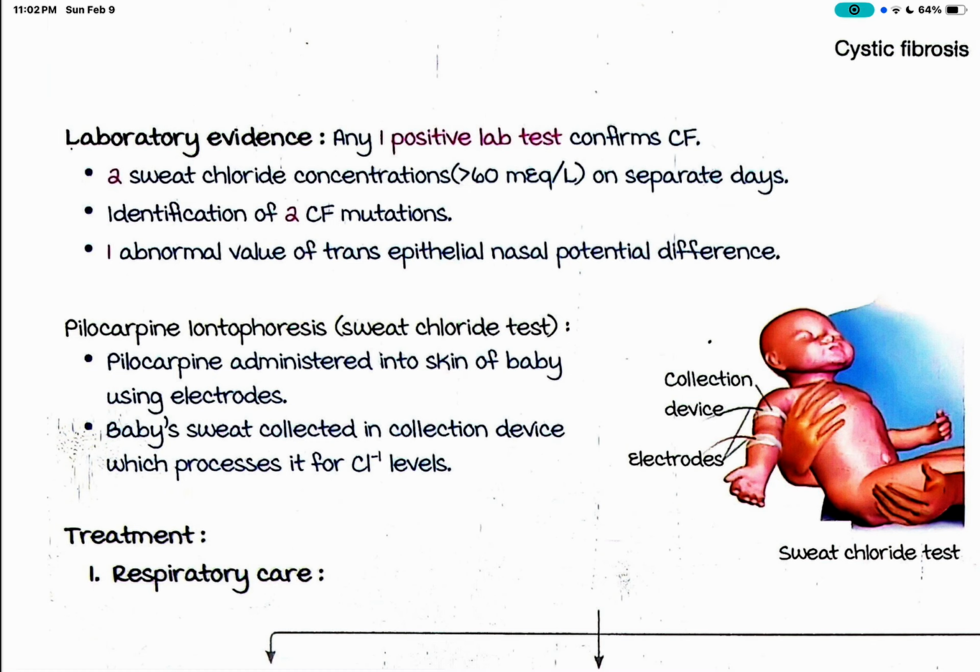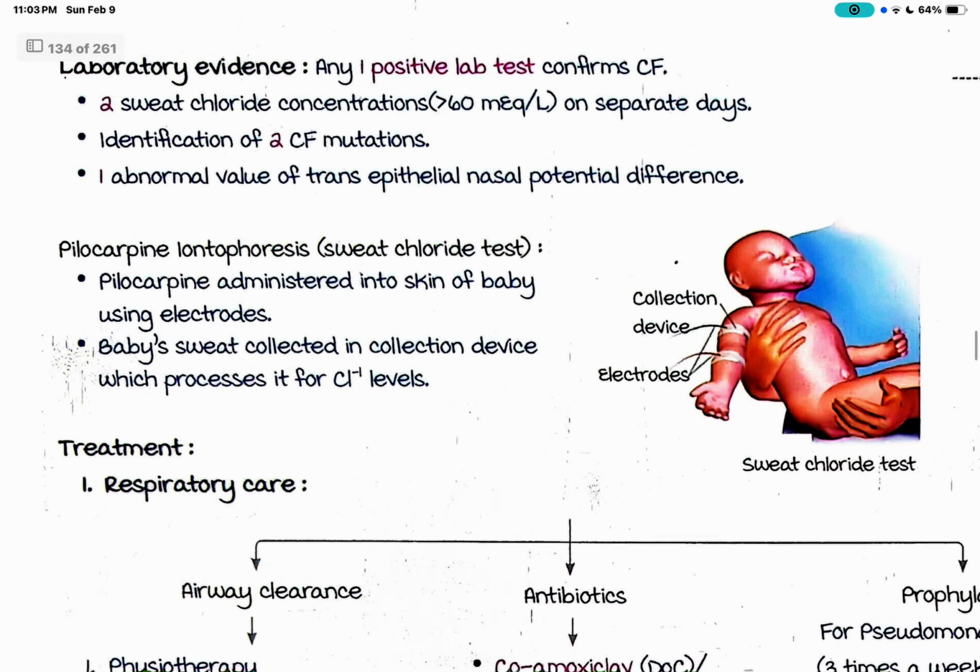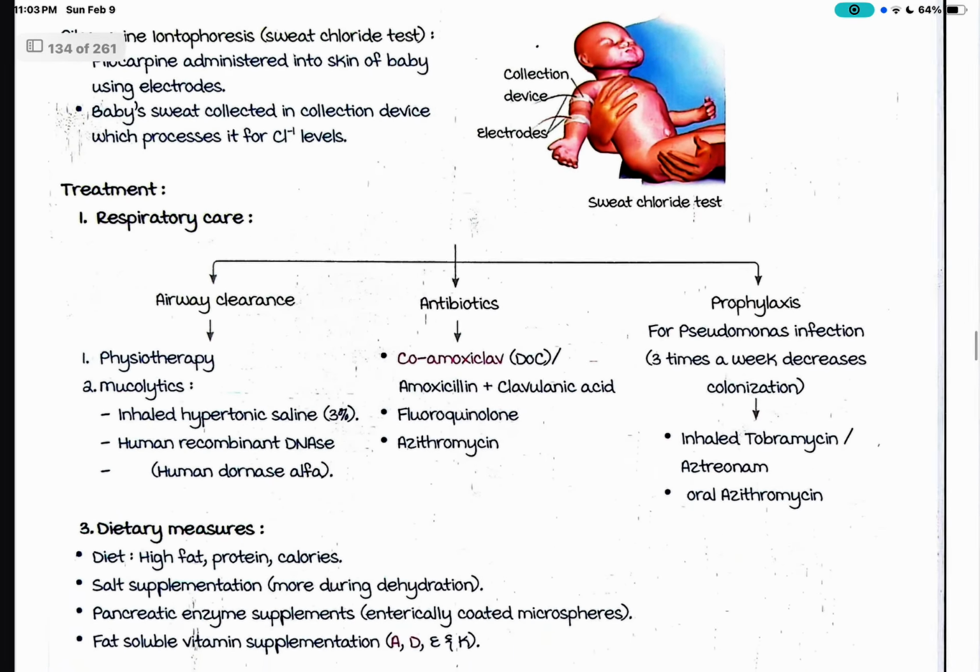Pilocarpine iontophoresis sweat chloride test. Pilocarpine is administered into the skin of the baby using electrodes. The baby's sweat is collected in a collection device which processes it for chloride levels. So this is the collection device and electrodes for the sweat chloride test.